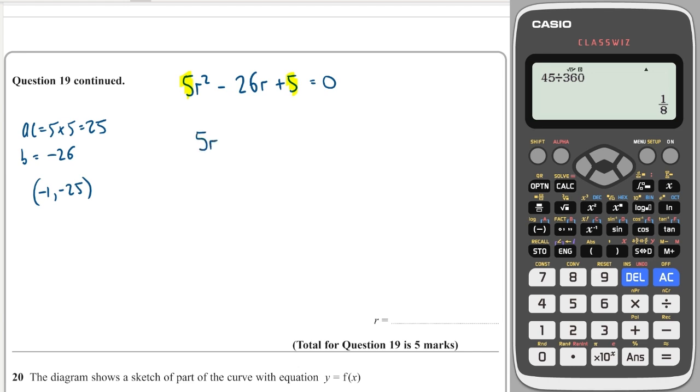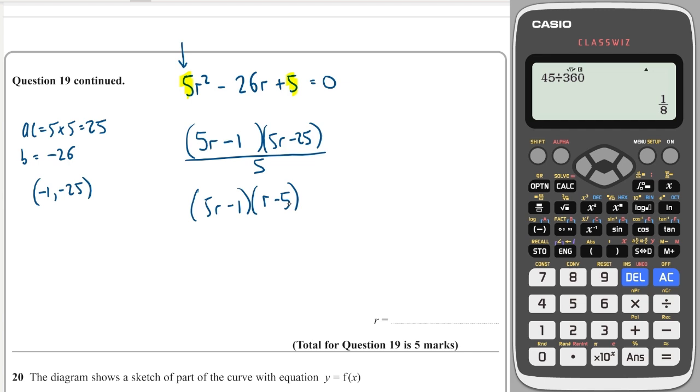I then write 5r in both brackets, and then I write all over 5, and that's because this number here is 5. Each of these 5s represent that number there. Minus 1 and minus 25 go in the brackets, and I can divide the right bracket there by 5, so I get 5r minus 1, and I get r minus 5. So therefore r is equal to 1 over 5, and r is equal to 5.